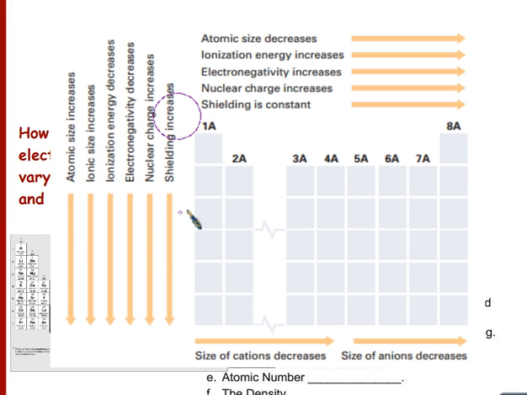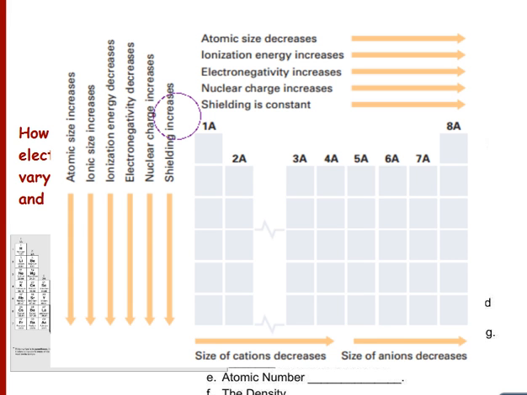The nuclear charge is really just the number of protons. The nuclear charge increases, as the number of protons increases. Okay? And shielding, which is the amount of electrons underneath, is also increasing.